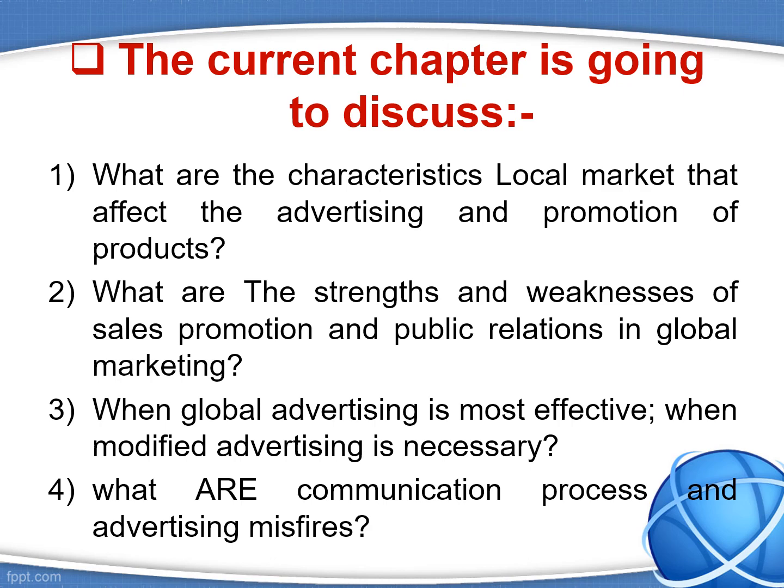The current chapter is going to discuss, first, what are the characteristics of local markets that affect the advertising and promotion of products. Second, what are the strengths and weaknesses of sales promotion and public relations in global marketing. Third, when is global advertising most effective, and when is modified advertising necessary. Finally, what are the communication process and advertising spheres?